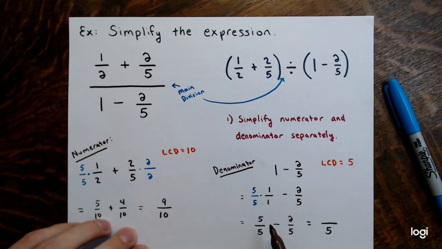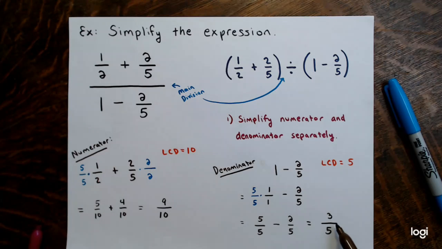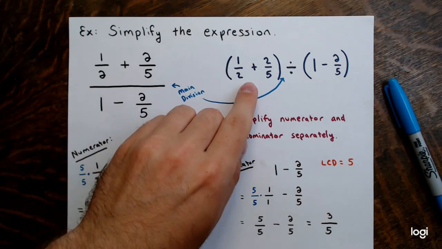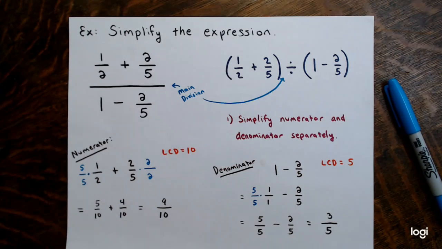So this numerator minus that one, 5 minus 2 is 3. And that's completely simplified. 3 over 5 is one single fraction. There are no fractions within the fraction, and 3 and 5 have no common factor other than 1. Great. So after I've written this and this, the numerator and denominator, I've simplified them.